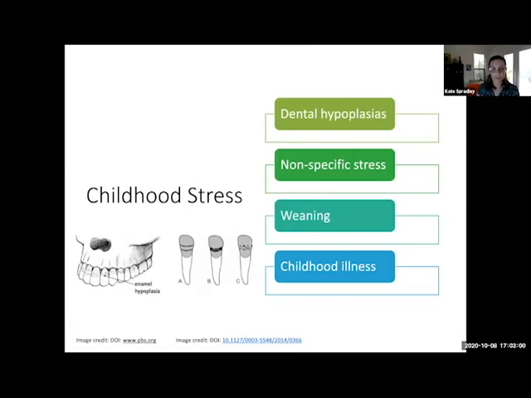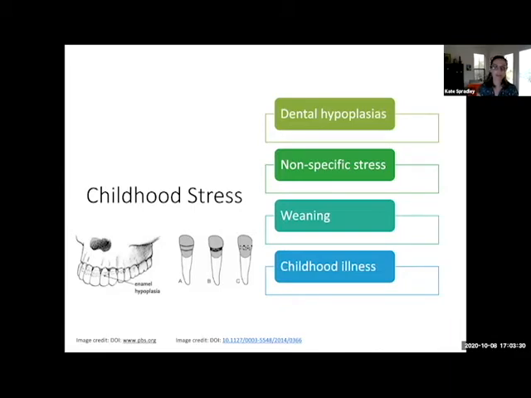Childhood stress in the form of enamel hypoplasias, which are lines of disruption that you can see in the teeth. They are caused from systemic or physiological stress or childhood illness. Almost everybody in the Oakwood series had some type of hypoplasia. They were not dramatic, but it showed that at some point everybody had some type of physiological stress.